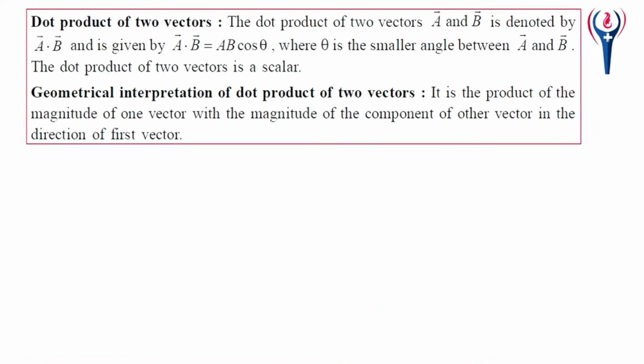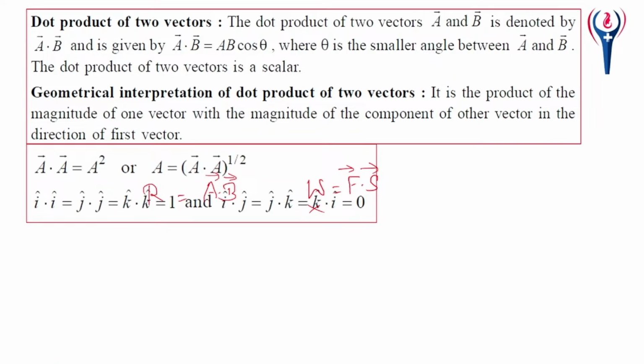Dot product of two vectors. Suppose two vectors are multiplied by scalar product or dot product, that is A dot B. Here its resultant will not be a vector, it is a scalar. Example, W equal to F dot S. Both F and S are vector quantities, but W, work or energy, is not a vector quantity, it is a scalar quantity.